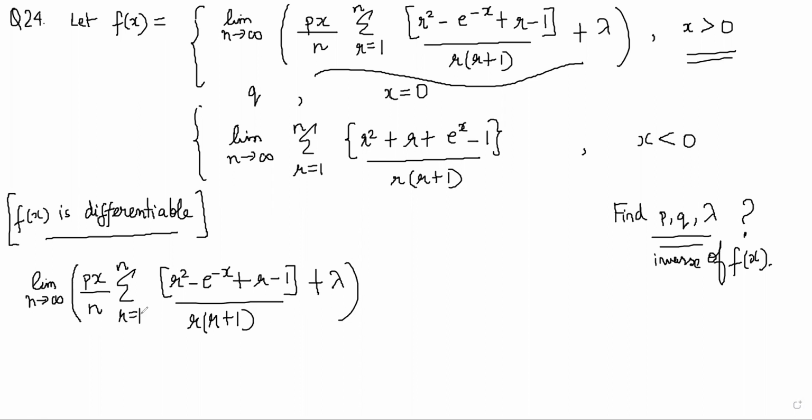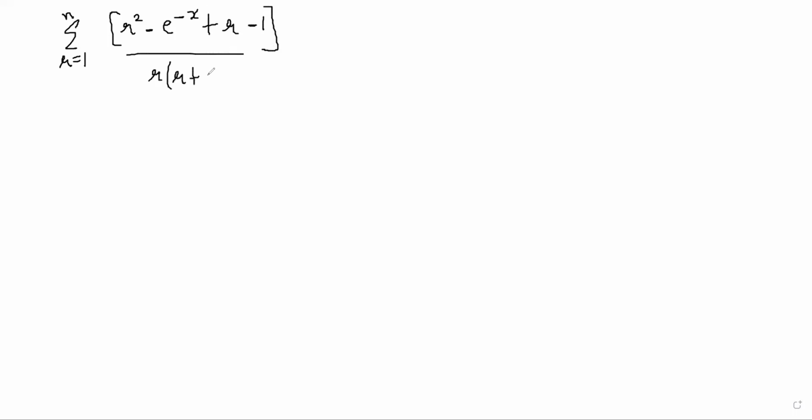So before we can do it, what we need to figure out is what is this summation part, right? So let's understand that summation by writing a few terms, okay? So I will do that in the next screen. So just hold on to the next screen here and we'll think about the summation part. R is equal to 1 to n, GIF of r square minus e power minus x plus r minus 1 by r into r plus 1.